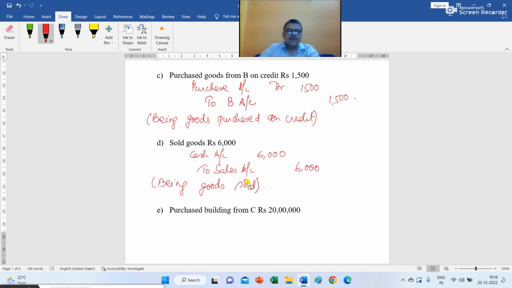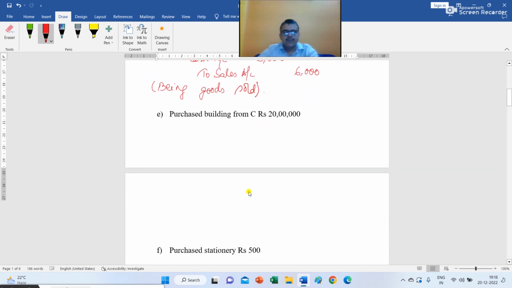Now what is the fifth transaction given to you? Purchased building from C rupees 20 lakh. So there is a purchase of building and there is no outflow of cash. So the purchase of building is made on credit. So whenever you get a transaction like this, you have to write building account debit 20 lakhs to C account. C is the creditor.